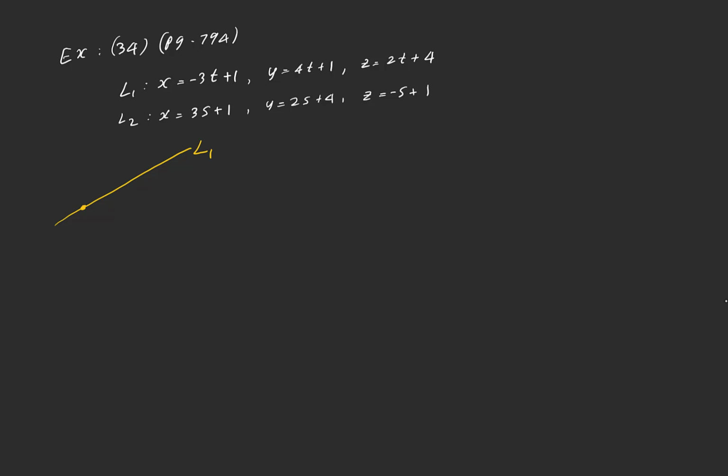So we have L1 and we have a point on the line. It is (1, 1, 4). Then we have a vector V1, that is (-3, 4, 2). That is the direction vector of this line. And we have the L2 line. See, this is L2, and then we can find a point. What is the point? (1, 4, 1). And also we have the direction vector of this line. I say V2. V2 is (3, 2, -1).